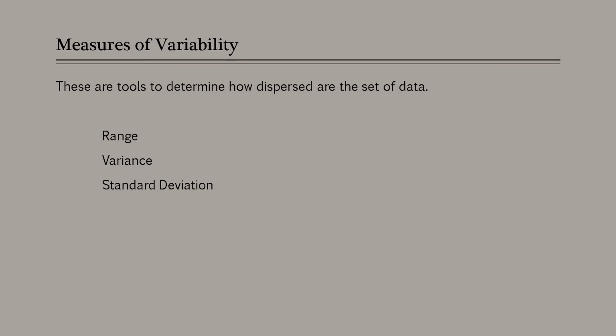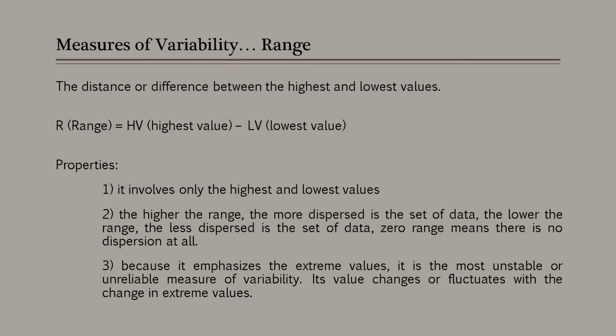Measures of variability are the tools to determine how dispersed a set of data is. They are also called measures of dispersion or variation, and these are range, variance, and standard deviation. Range is the distance or difference between the highest and lowest values. It is represented by the formula R, or range, is equal to HV, or highest value, minus LV, the lowest value.